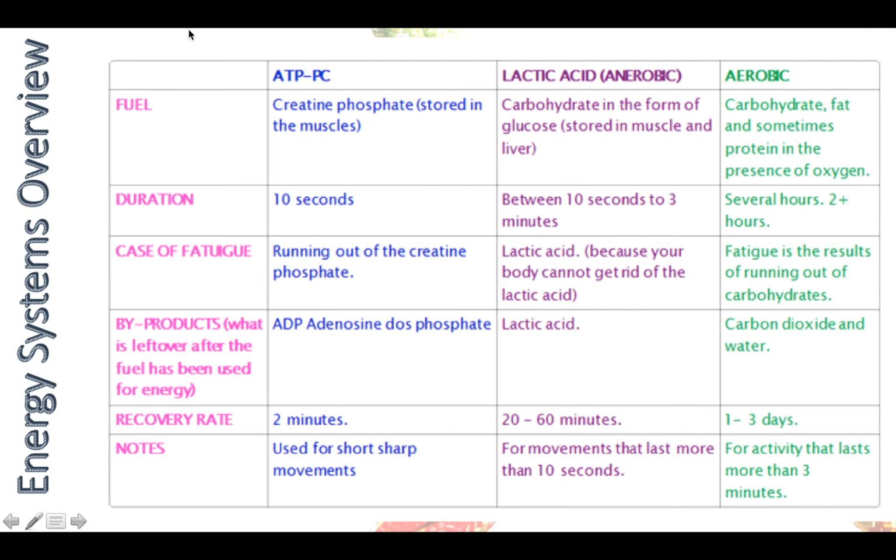Energy system recap: you've got your fuel, duration, cause of fatigue, the byproducts created. So when we think in terms of that lactic acid buildup, we have a negative byproduct that's created as a result of our hard work and our energy production happening at such a rapid rate. Important here as well, your recovery time: not that long to recover, longer to recover, longer again to recover, depending on the exercise that you're doing as well. So just have a little look over that for a moment.